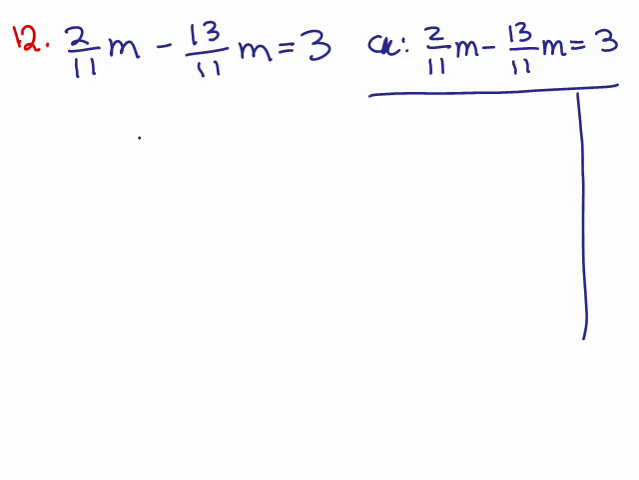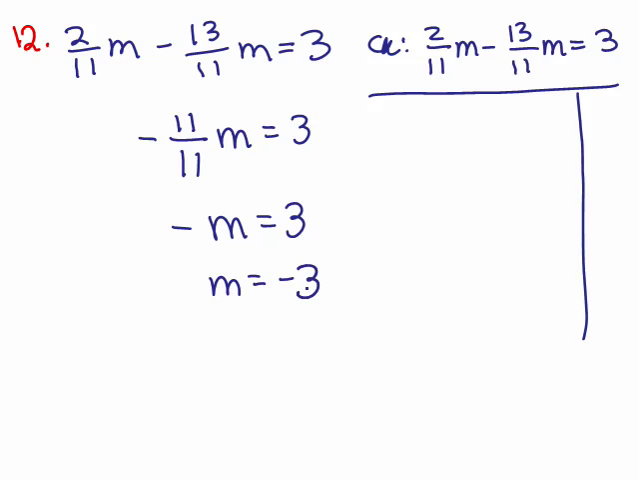So I know it's going to be negative, and that'll just be a negative 11 over 11 m equals 3, which is just negative 1. So it's really just negative 1m, or negative m, equals 3. And if the opposite of m is 3, then m equals negative 3. Remember, you could just take the opposite of both sides, or multiply both sides by negative 1, or divide both sides by negative 1. And no matter how you do it, you have to end up with m equals negative 3.